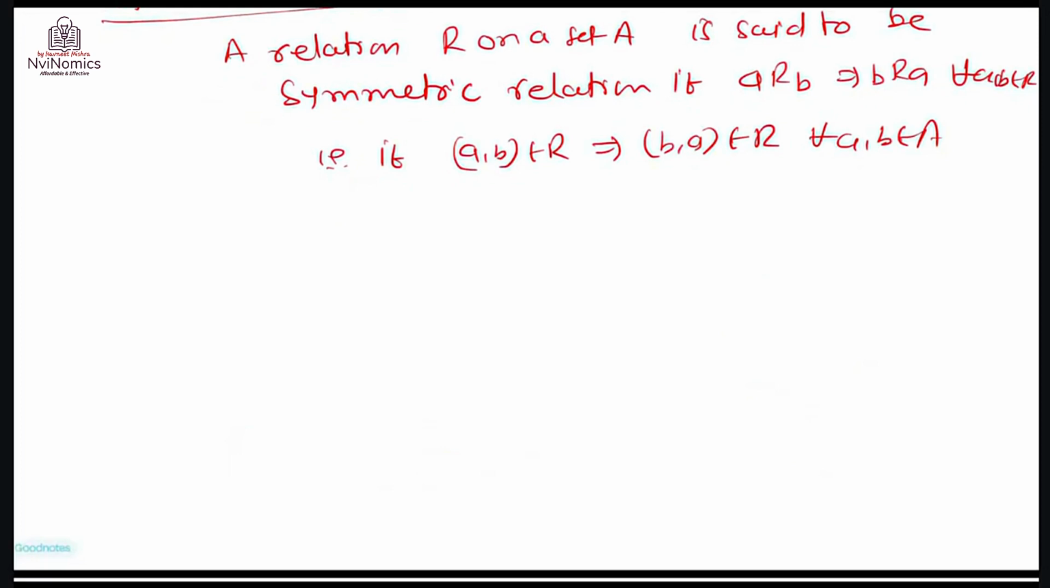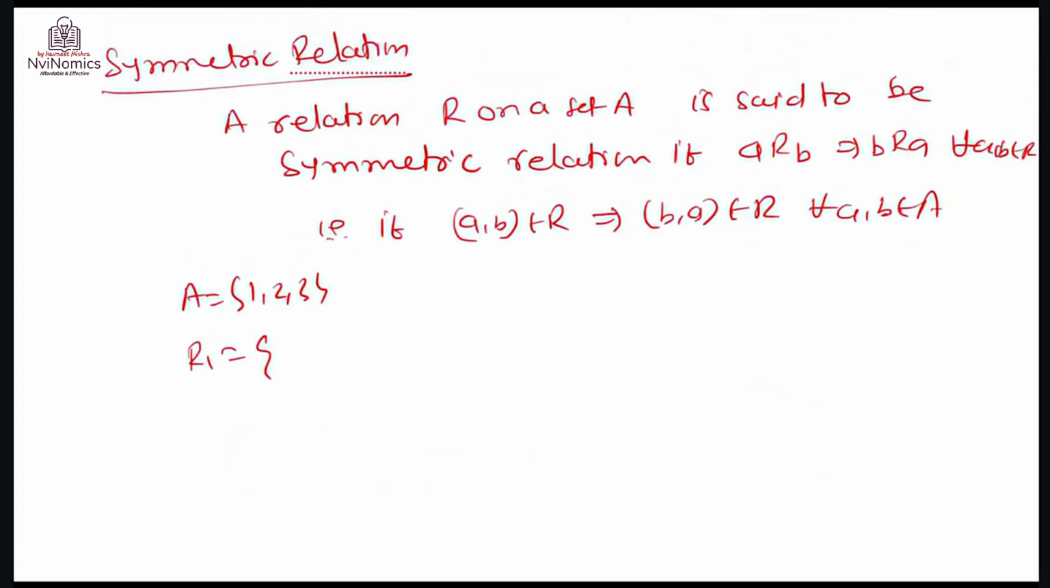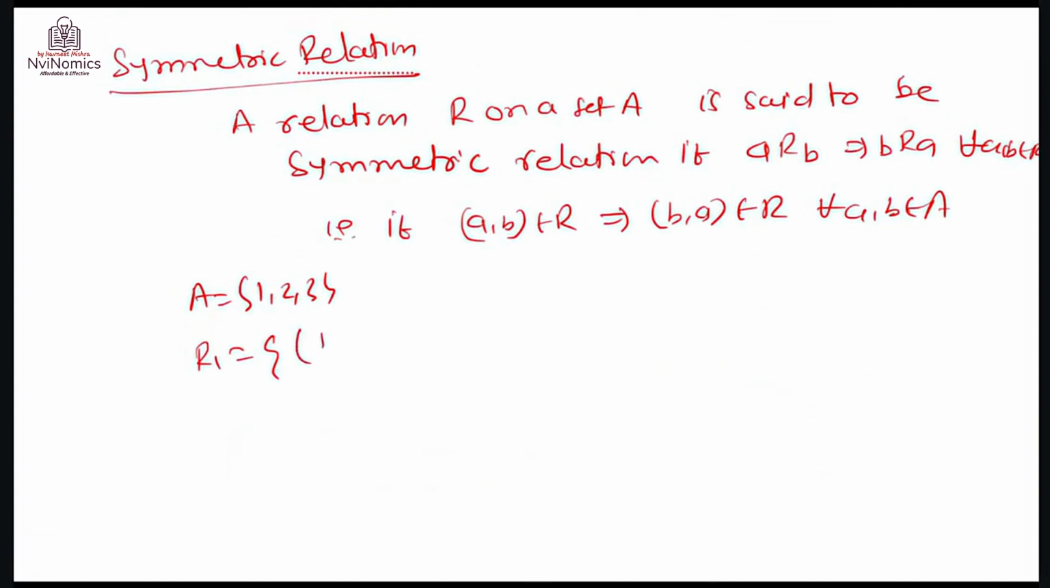Okay, so here I'll write down A = {1, 2, 3}. I'll take this simple example and explain. Okay, so here R1 में क्या है? अब देखो, is it going to be a symmetric relation or not? So here what I'll do, I'll say 1.